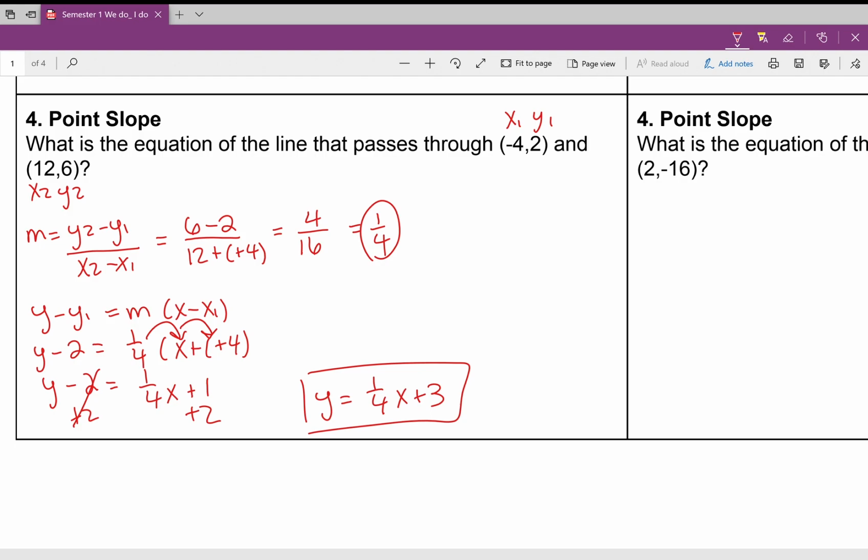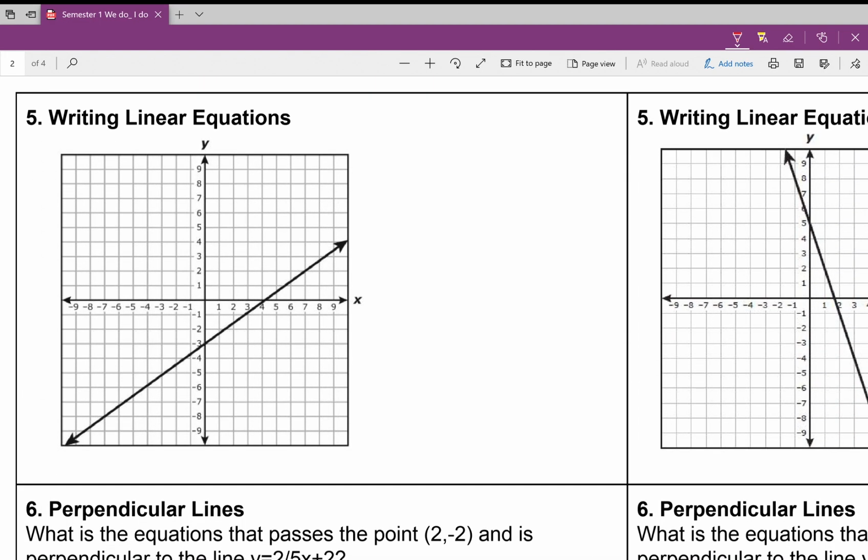Let's look at number 5. Number 5 says write linear equations. So we're going to look at this graph, and we're going to write a linear equation. Remember, in order to write a linear equation from a graph, we use the equation y equals mx plus b, where m is the slope and b is the y-intercept. So the first thing we need to find here is the y-intercept. So if we're looking at this graph, the y-intercept is where it crosses the y-axis. So right here at -3, that is our b, our y-intercept.